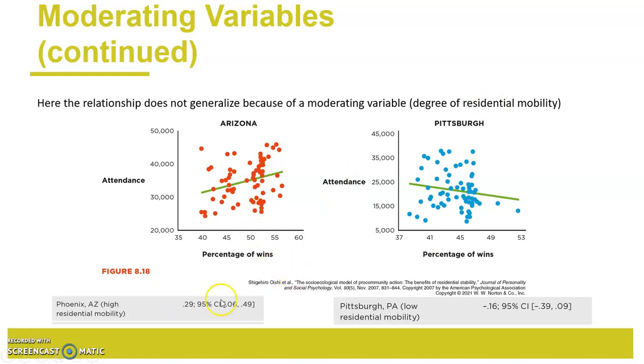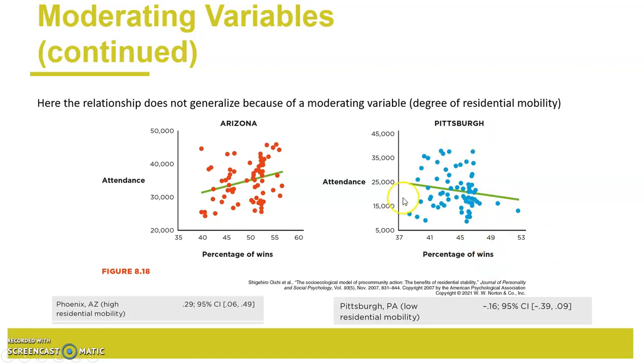Okay, so you have this relationship between percentage of wins of a baseball team and then attendance at games. Okay, if there's a positive correlation, then that's kind of an indicator of fair weather fans. They only like to go to games when they're winning. And here in Phoenix, Arizona, there's a high level of residential mobility. So residents tend to move in and out of Phoenix more often than in Pittsburgh, where there's low residential mobility. And here, there's not really much of a relationship between percentage of wins and attendance.